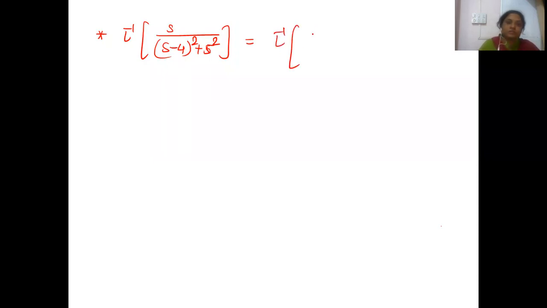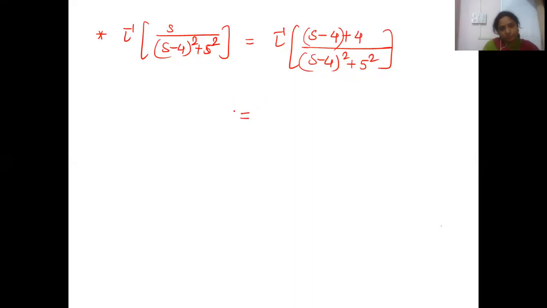How? Add and subtract: s minus 4 plus 4. So yes, s minus 4 comes, in the numerator over (s minus 4) square plus 5 square. So now wherever there is s, I can see s minus 4. Correct? Yes. Now, what is it? e raised to 4t. Very good. Minus becomes plus, into Laplace inverse.